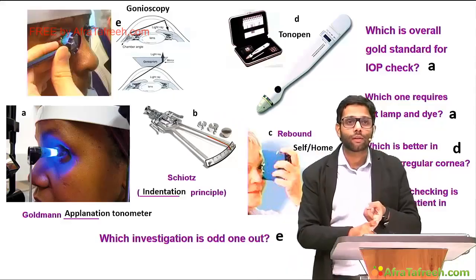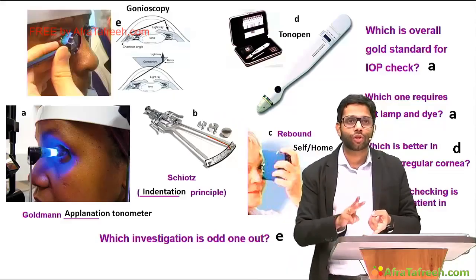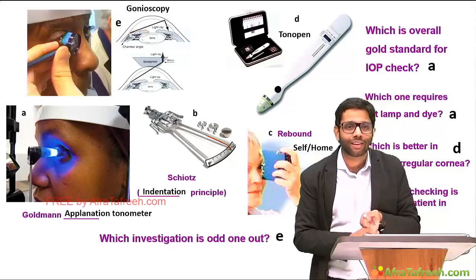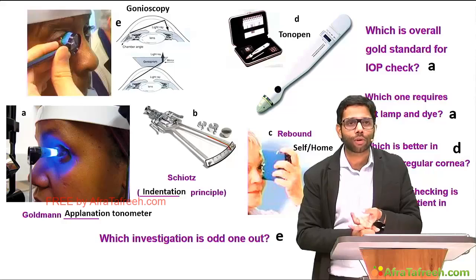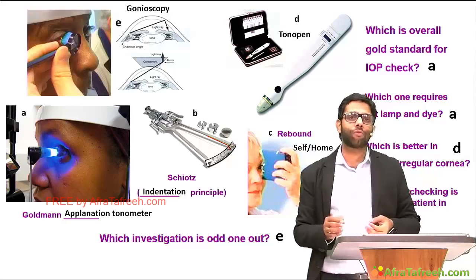Goldmann, Posner, Sussman, Zeiss are examples of indirect gonioscopy.